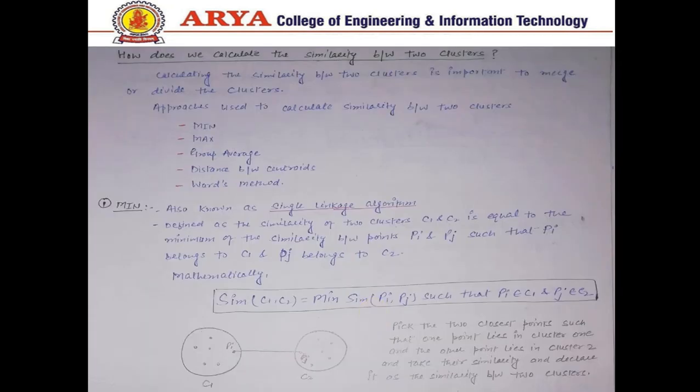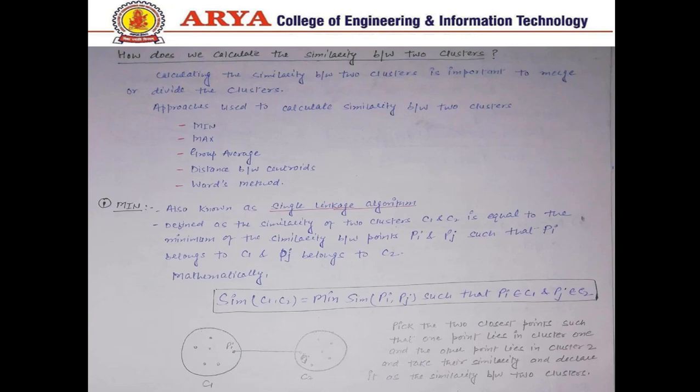So how do we calculate the similarity between two clusters? That is the main question, because after getting the similarity or dissimilarity, we form the group. Here are some approaches used to calculate similarity between two clusters. The first one is min, second is max, third is group average, fourth is distance between centroids, and the last one is Ward method.